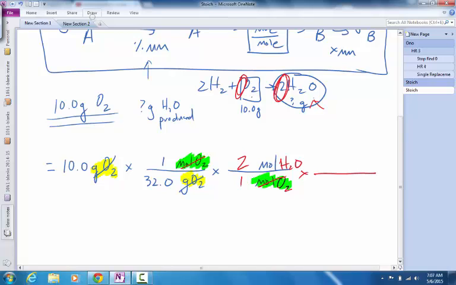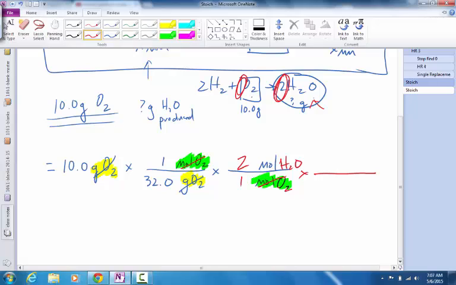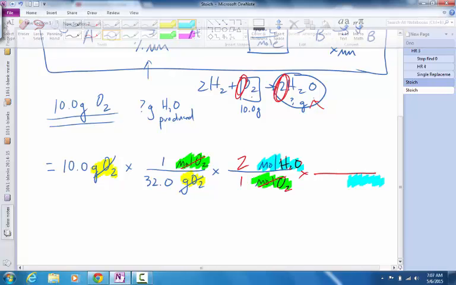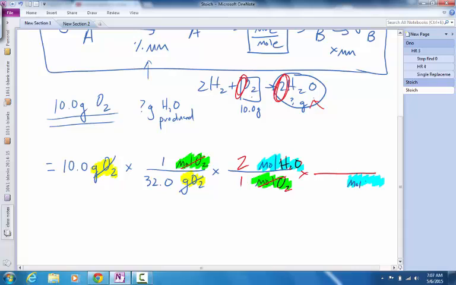Again, do your units first. Moles of water on top, so moles of water on the bottom. Notice the colors. Notice how it works every single time. It's the same way. We write in our units first, and we want to go to grams of water. 1 mole always. Molar mass of water, 16 plus 1 plus 1, 18 grams per mole.